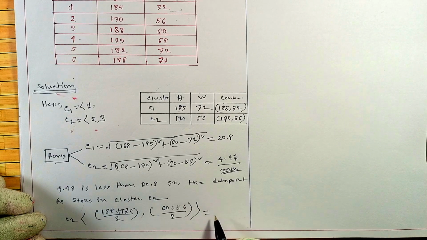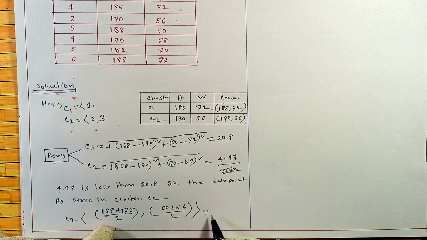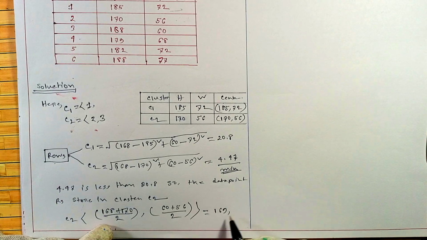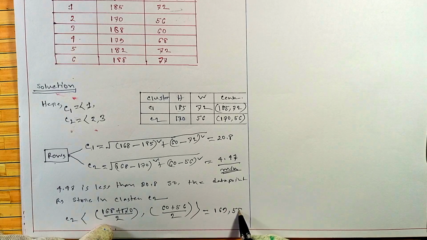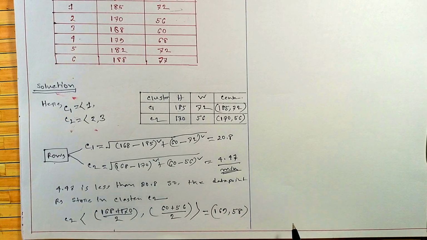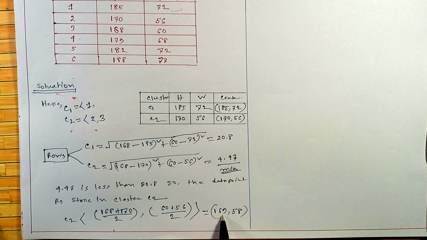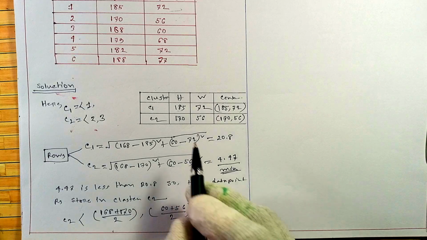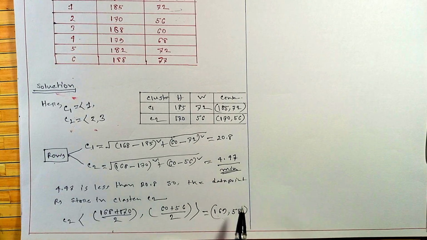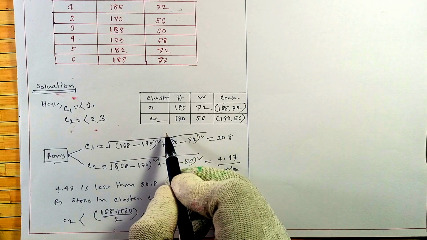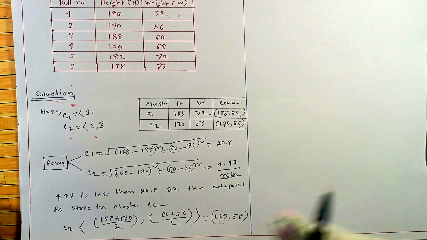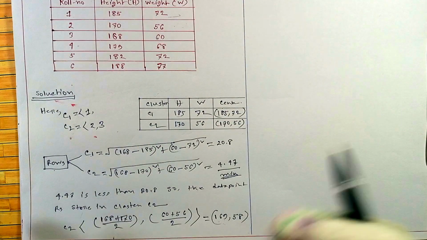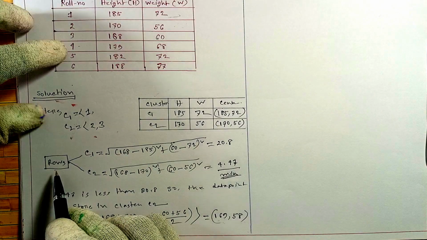So the value will be 169, 58. We already got the value for C2. The newly updated C2 value is 169, 58. Now we have to put this value in the table. Let's draw a new table and put this value in C2. Then again we have to find for row 4.